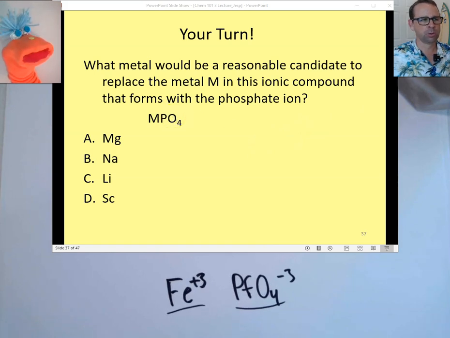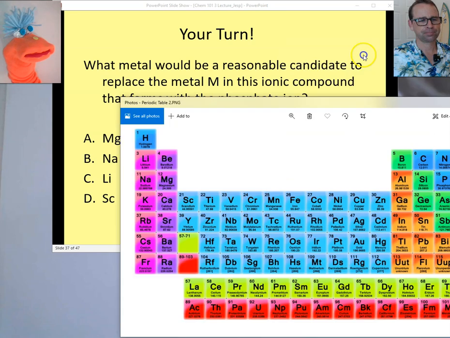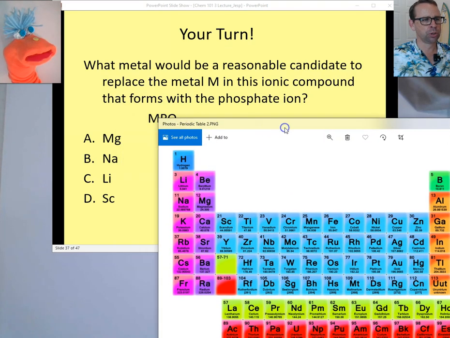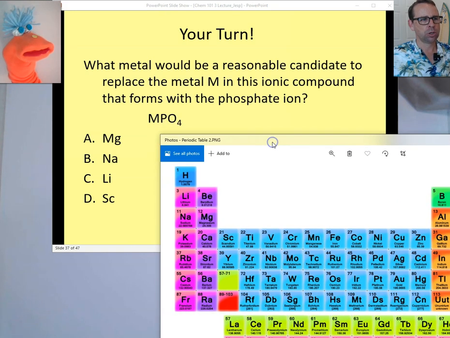Can I see the periodic table? Sure. So sodium and lithium are in the first row. So they're going to have a +1 charge. So you would need 3 of those for every phosphate. And here it's just saying 1 metal. So it can't be sodium or lithium. So you're saying sodium and lithium in the first column here have a +1 charge in ionic compounds.